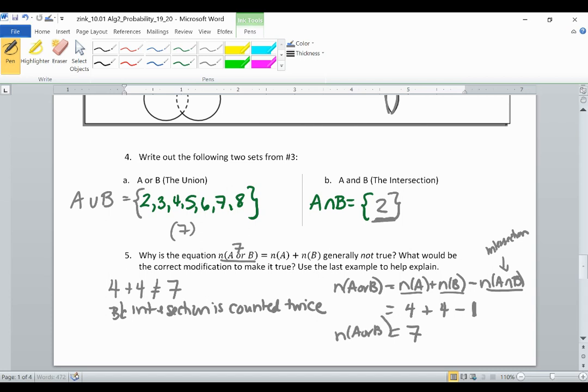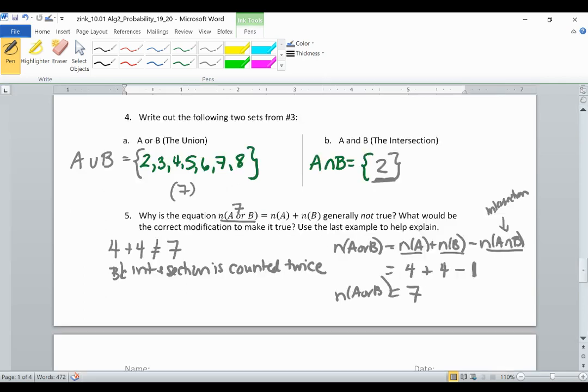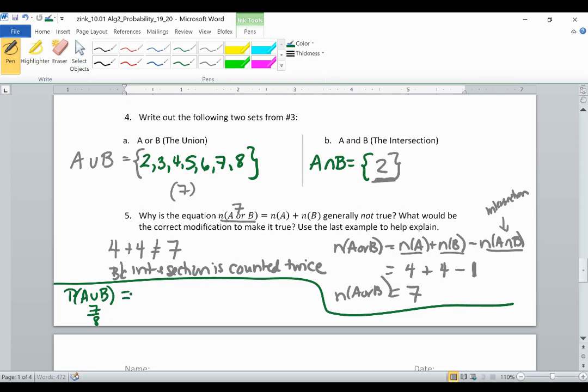And this is also going to apply when we do probabilities. So let's take a quick look at what that would mean. So if you talk about probability here, this would be like saying find the probability of getting a number in the union. Well, the probability of getting one of these numbers is 7 out of 8. There's 7 numbers. The only one we didn't include was 1, because 1 wasn't prime and it wasn't even.